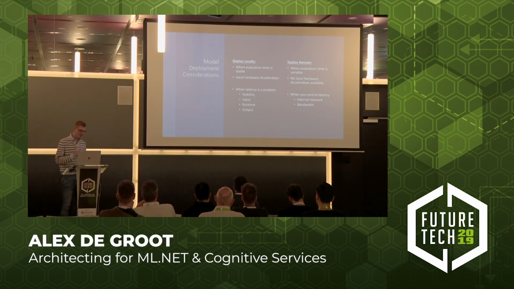Then the last part is latency. Consider latency. When latency is a problem, for example, when you have a sensor which needs its own model somewhere locally, next to a road without an internet connection, you probably want to deploy it locally rather than wait for a remote call elsewhere. So those are the things you want to consider.